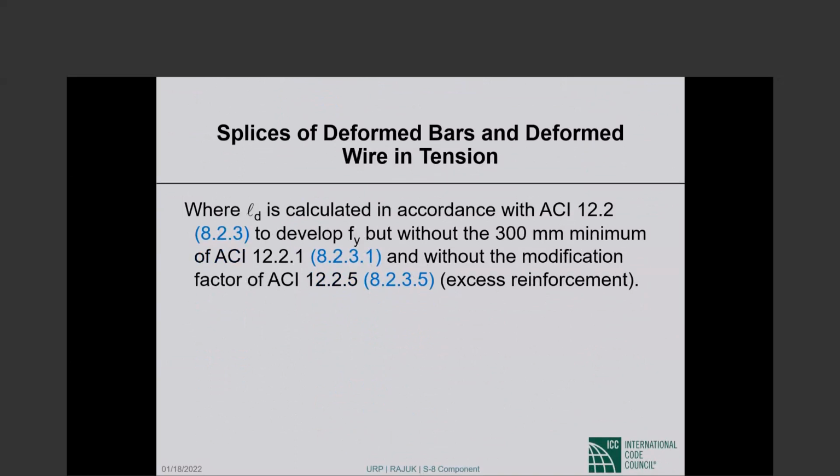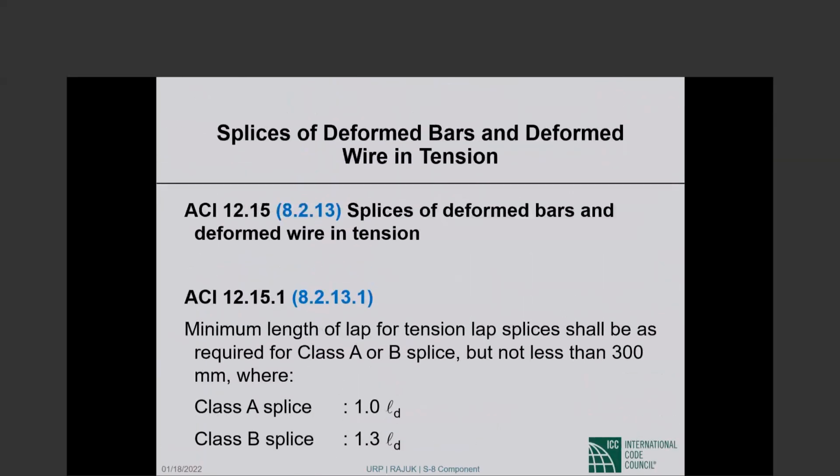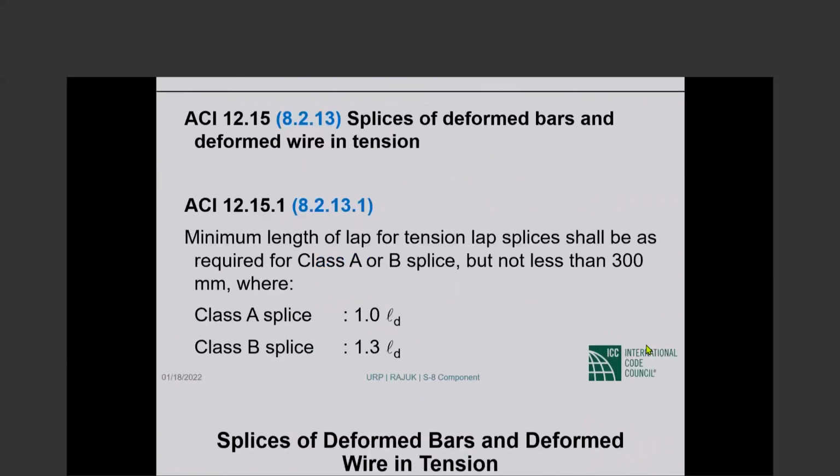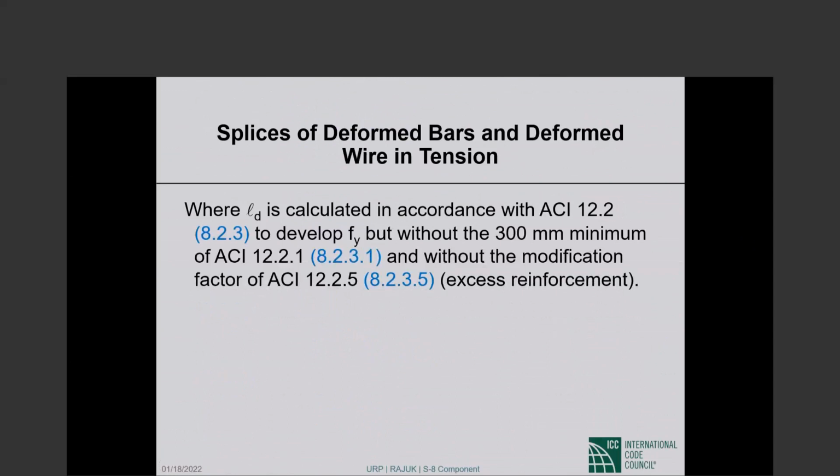L sub D is calculated to develop F sub Y, but without the 300 millimeter minimum of ACI. So the splice length is either 1 or 1.3 times development length. Splice length has a minimum on it of 300 millimeters. So when we calculate development length by ACI 318 requirements, you remember there was a table and an expression. You could use the table or the expression.